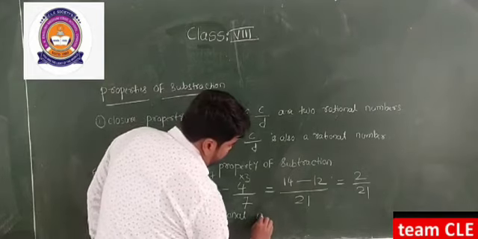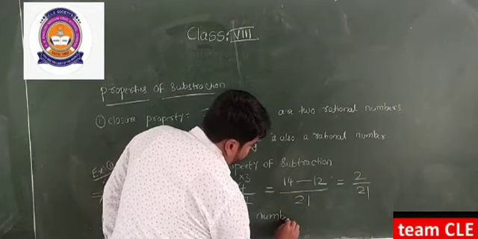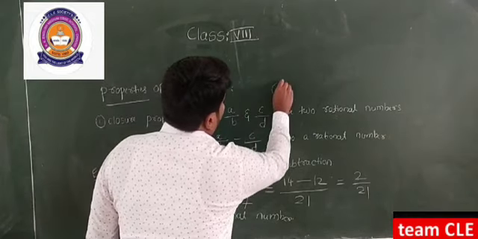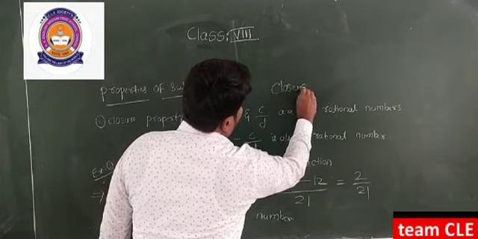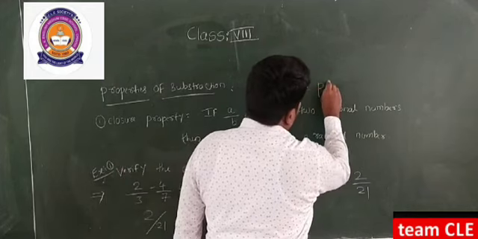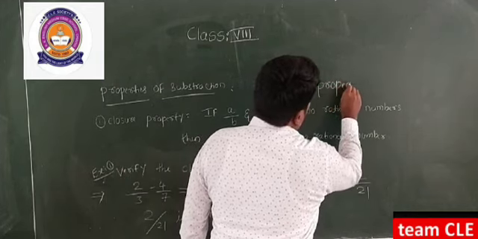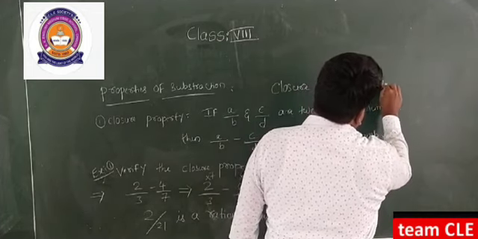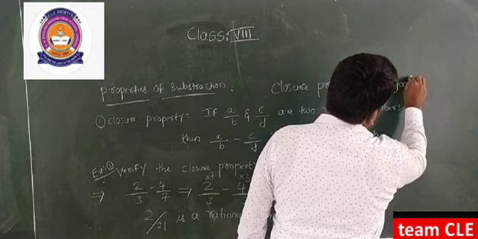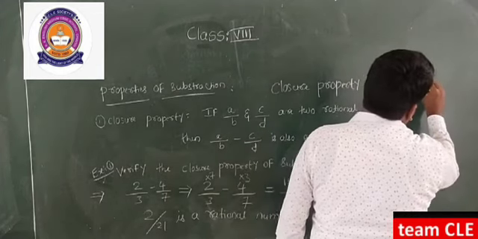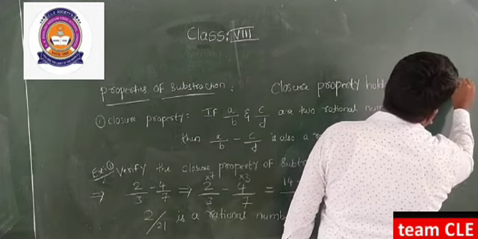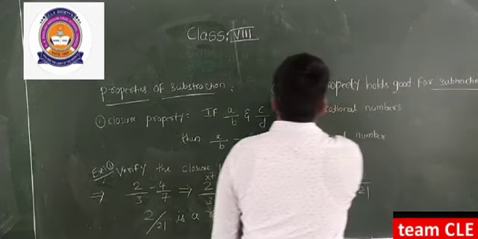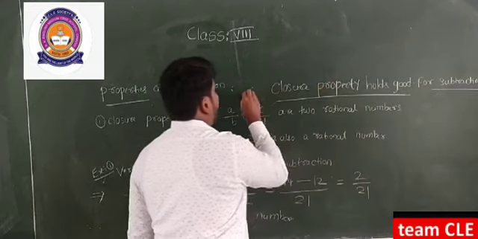A rational number means what can we conclude? We can conclude that the closure property holds good for subtraction. This statement you have to complete and verify.